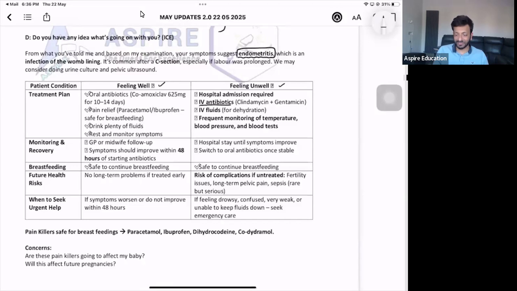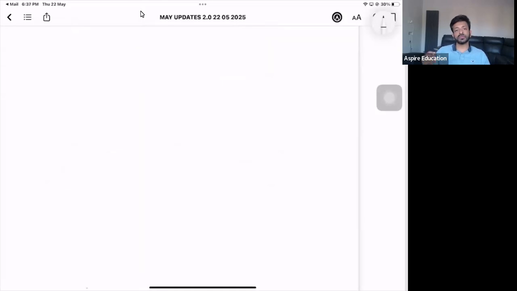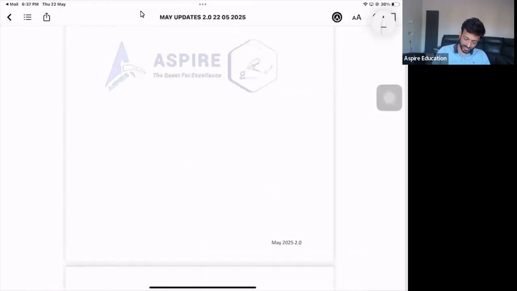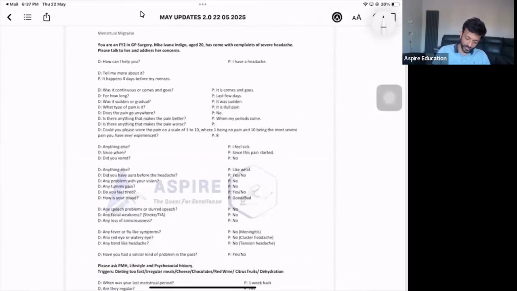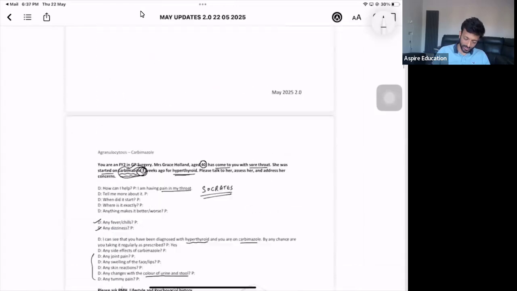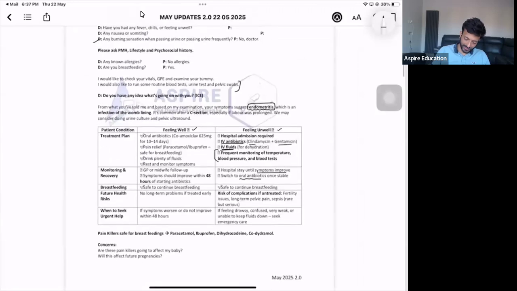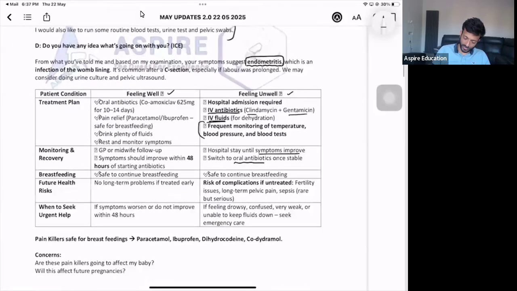Just remember that. Otherwise, here we go for clindamycin, gentamicin, IV fluids, obviously, and we have to monitor the patient often, right? And hospital stay until the symptoms improve, and then we can switch to oral antibiotics as well, right? In these scenarios, you will see your patient will always ask a question, if I can continue with the breastfeeding or not. So what do you think, guys? Breastfeeding is okay or not okay? Obviously, it's okay. Yeah, breastfeeding is always, always okay, right?